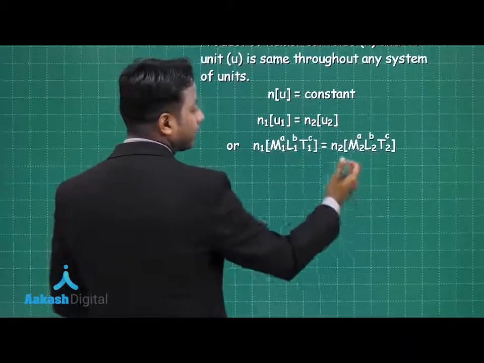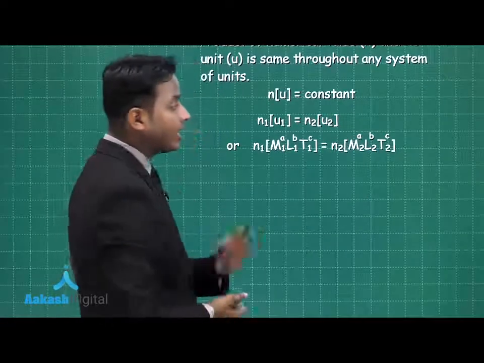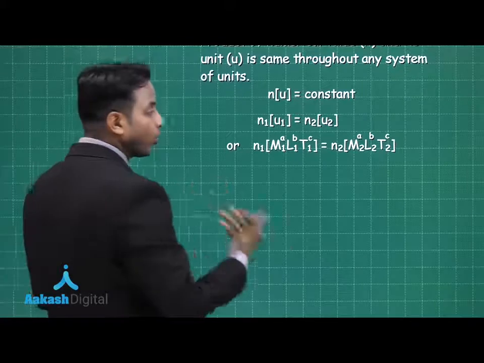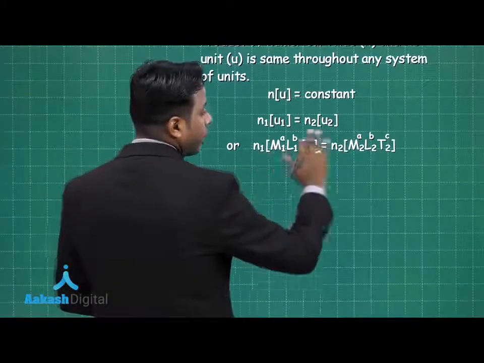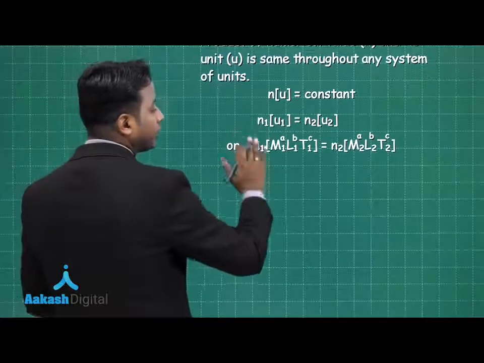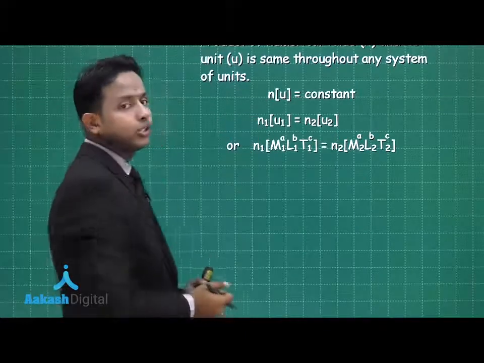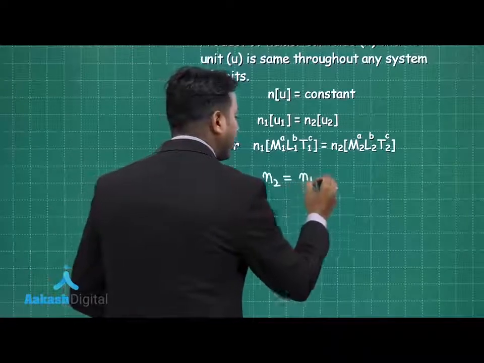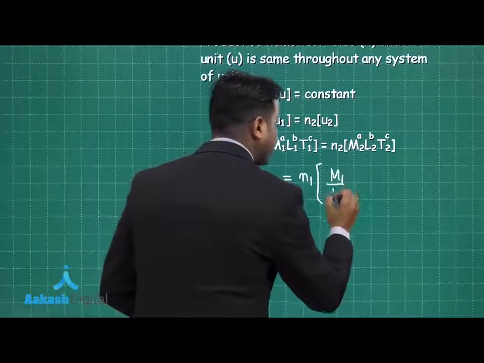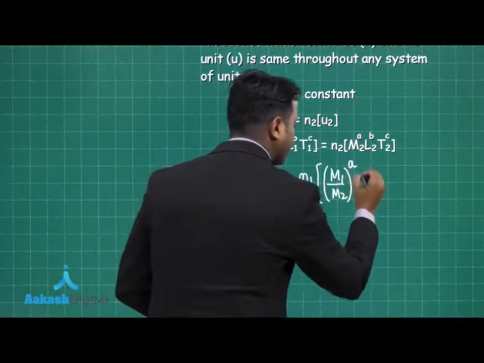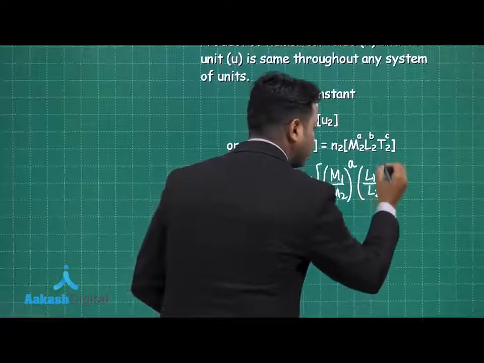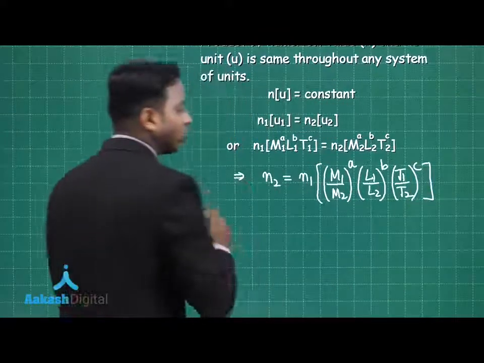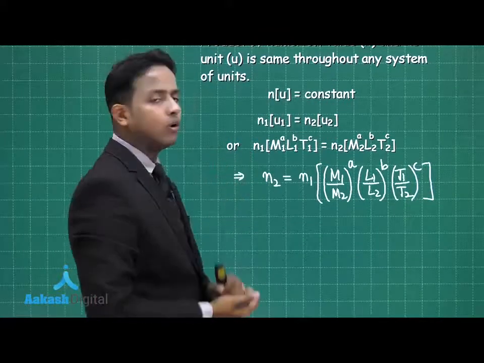So the other system has n2 times m2 to the power a, l2 to the power b and t2 to the power c. Now let's suppose in a question both systems of units are given to you, but the numerical value for one system is given, and the n2 value is what you need to find out. In that case, n2 can simply be written as n1 times m1 divided by m2 to the power a, l1 divided by l2 to the power b and t1 by t2 to the power c. And if you solve it mathematically, you will get the value of n2.